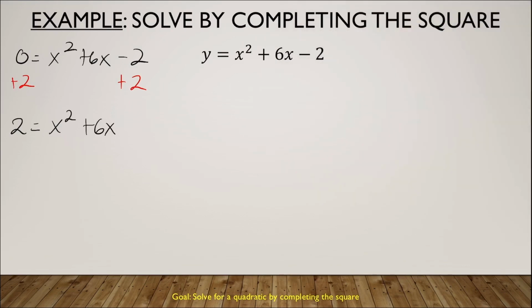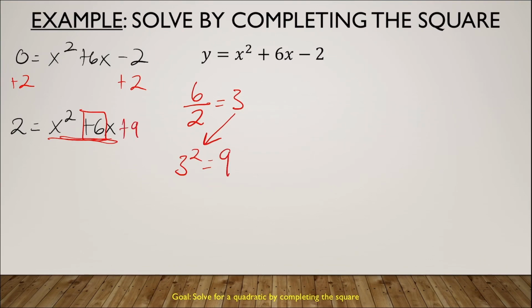Now we're going to try to make this right side a perfect square. So I take this positive 6 divided by 2. We get 3. Then I take that 3 and square it, and I get 9. We're going to add that 9 to both sides, because we just created a perfect square on the right side. But I can't just add 9 to one side. I have to add it to both to keep it balanced. So I get 11 equals x squared plus 6x plus 9.